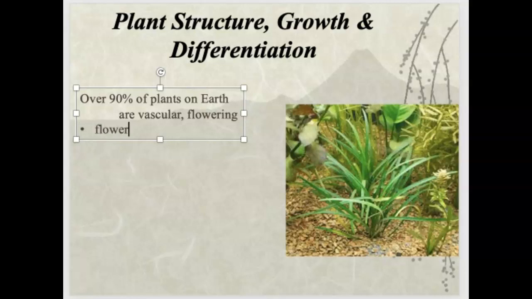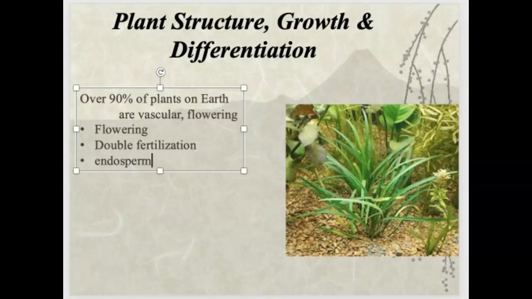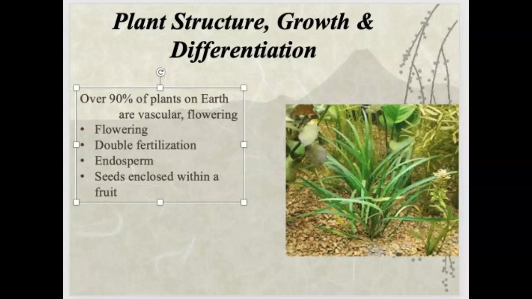Well, A, they're flowering. B, they use a thing called double fertilization. And we'll talk about all of this, but double fertilization is how they reproduce. They form a structure called endosperm. And by and large, the seeds are enclosed within a fruit. Okay, so those are going to be the big features of these vascular flowering plants. And when I talk about plant structure, growth, and differentiation, it's primarily applying to these.